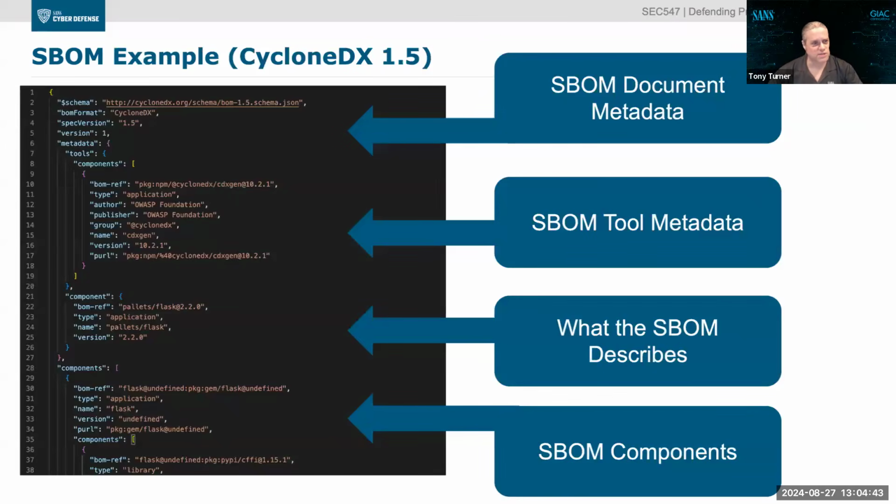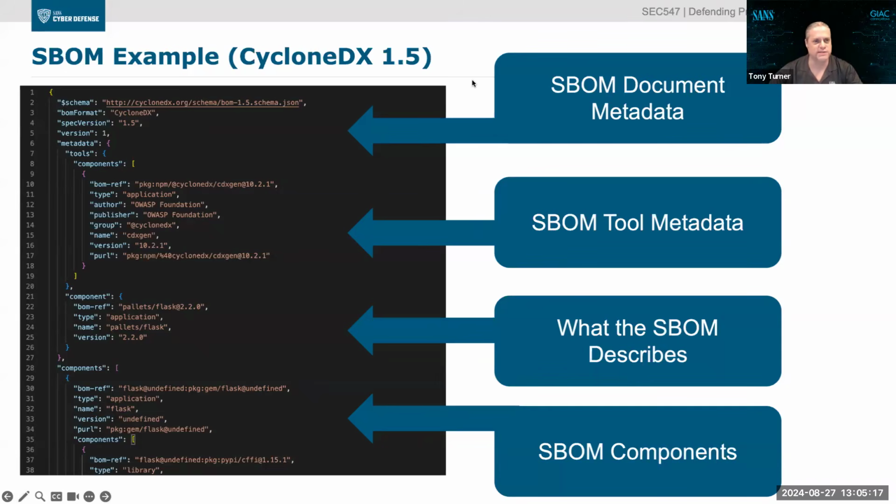So this is just a sample software bill of materials that was created by an open source project called CDXGen for the Flask application, the Flask framework, which is a Python web framework. Basic software bill of materials. This is CycloneDX 1.5. We're not going to get real deeply into talking about all the different standards here, but CycloneDX is one of the 2 primary software bill of materials standards.